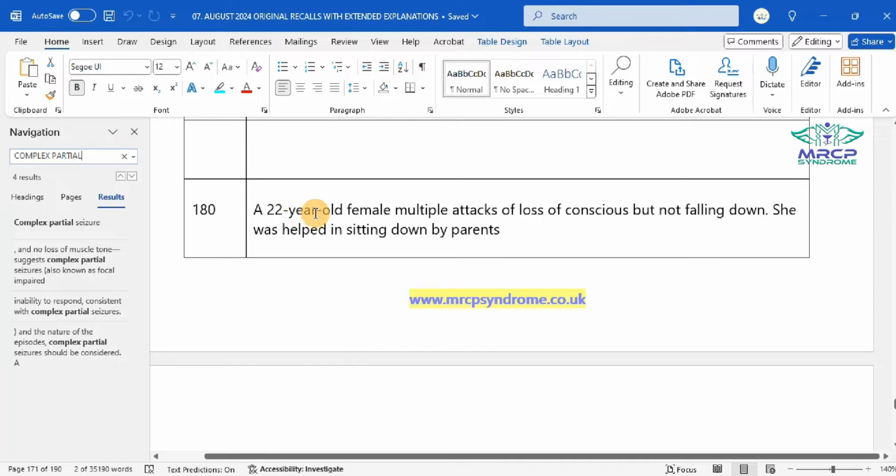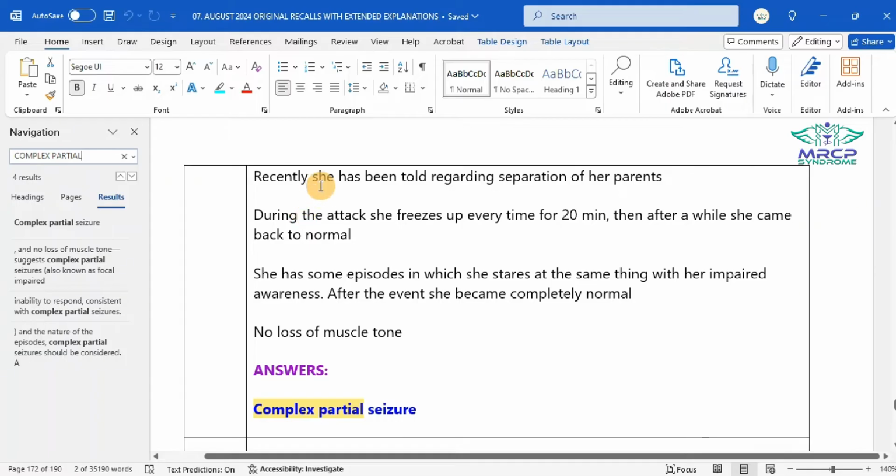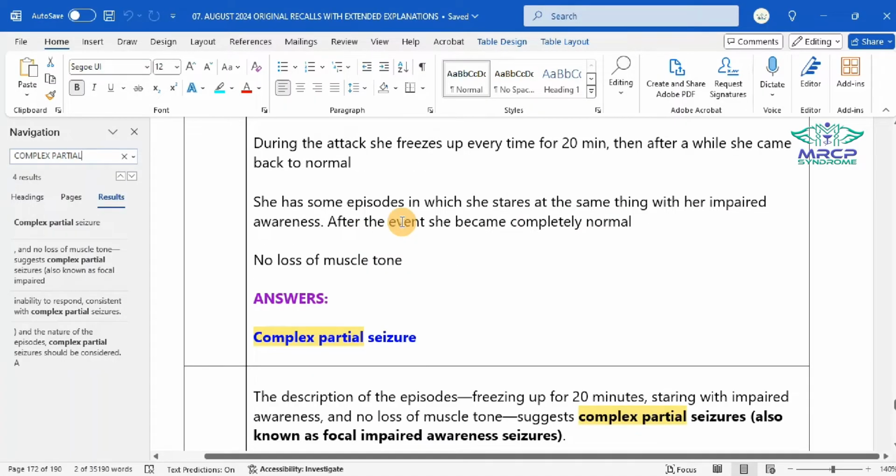So a 22-year-old female with multiple attacks of loss of consciousness but not falling down. She was helped in sitting down by her parents. Recently, she has been told regarding separation of her parents. During the attack, she freezes up every time for 20 minutes. Then after a while, she came back to normal. She has some episodes in which she stares at the same thing with her impaired awareness. And after the event, she became completely normal, no loss of the muscle tone.